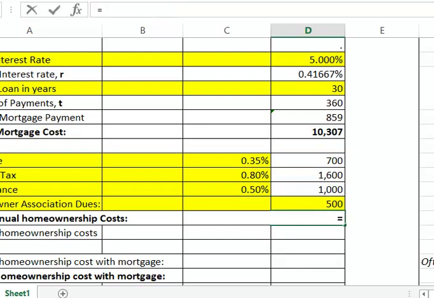But I'll just do that again. We went equals sum, parenthesis, D12 colon D15, close parenthesis, press enter, right?